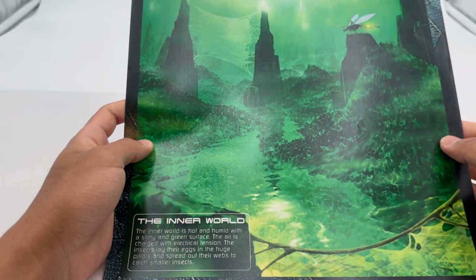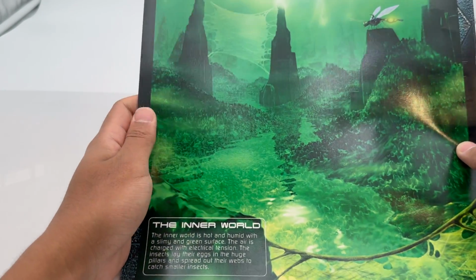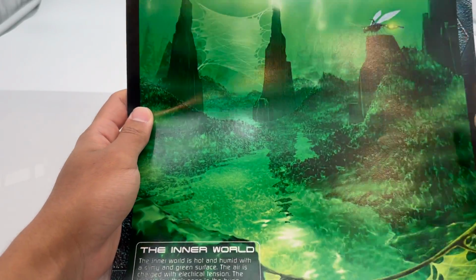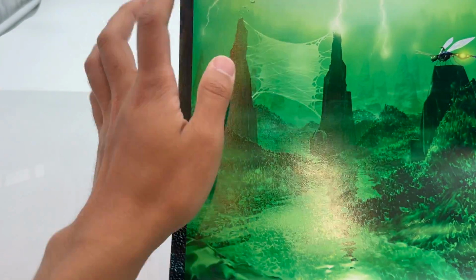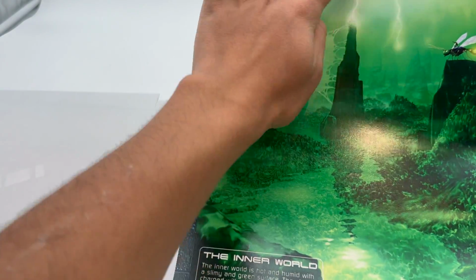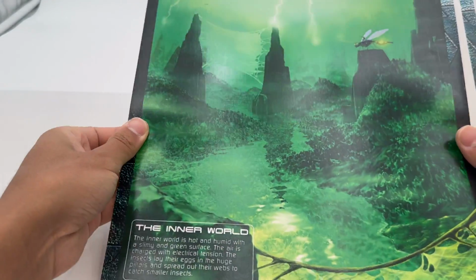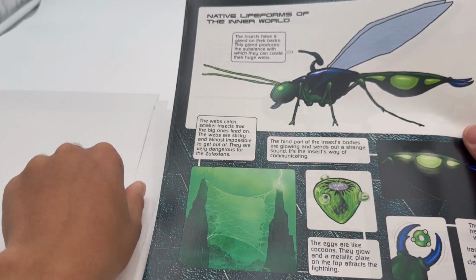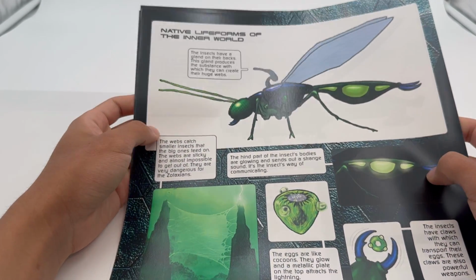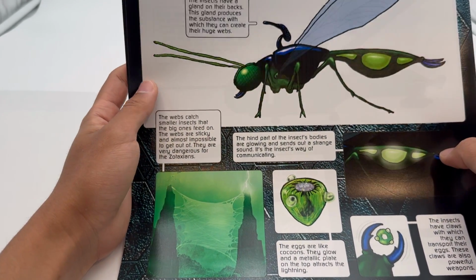The insects lay their eggs in the pillars and spread out their webs to catch smaller insects, so there's some kind of predator-prey relations going on here, and those are the pillars where the eggs are laid to catch the lightning to, I guess, charge up the eggs. So that is super cool. And here we have the native insects themselves. So here's the native life forms.